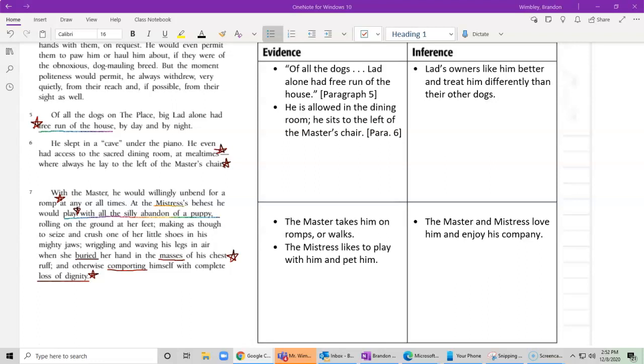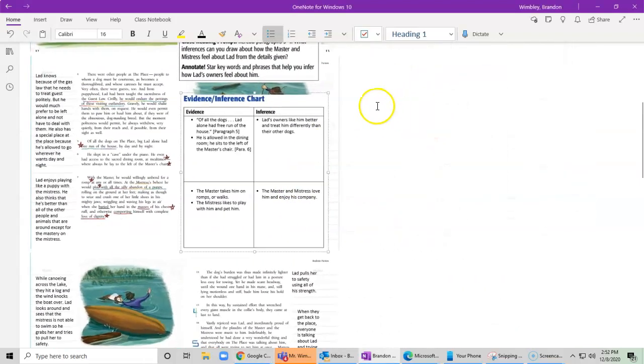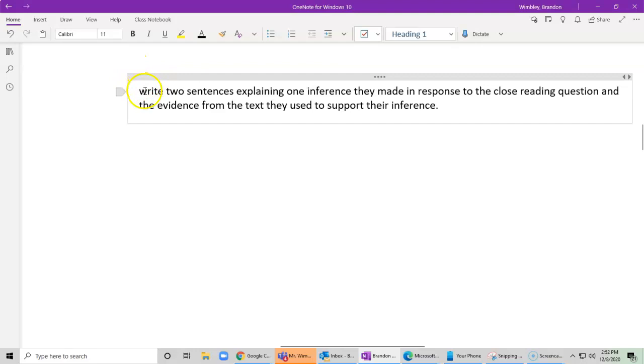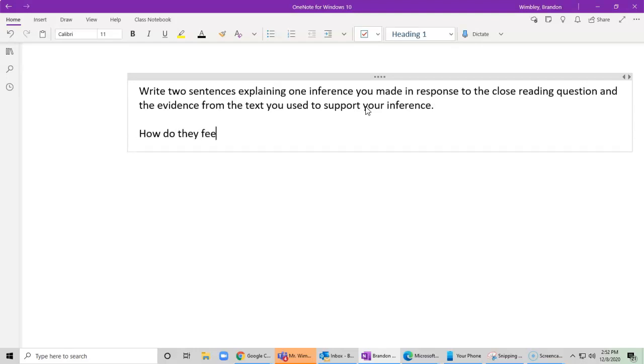Now, what I want you to do is you guys are going to write two sentences that explain one inference that you made in response to the close read and evidence used to support it from the text. So you're going to go back and look at this text and see whether it's in these paragraphs or elsewhere, the answer to this question. You're going to write two sentences, explain one inference you made in response to the close reading question and the evidence from the text that you used to support your inference. So remember, your question is, how do they feel about Lad, the dog? Good job, guys.